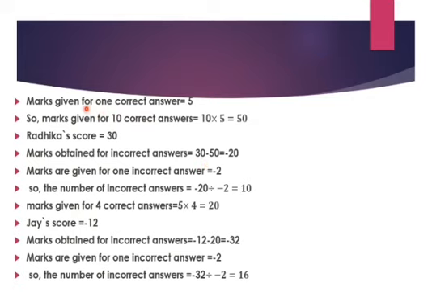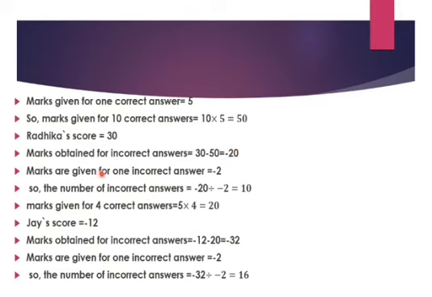Okay, in this question as given, marks given for 1 correct answer is 5. So marks given for 10 correct answers is 10 into 5, 50. But Radhika's actual score is 30. Radhika's actual score is 30, but her marks for 10 correct answers is 50. Then how many marks in incorrect answers? We can simply find marks obtained for incorrect answers: 30 minus 50 is minus 20. Minus 20 is the total marks in incorrect answers.